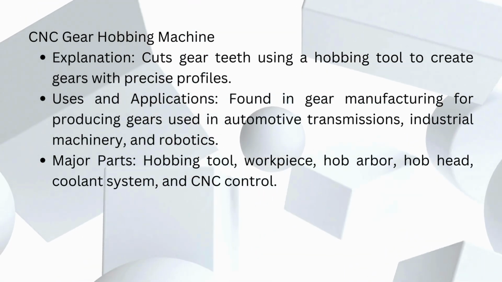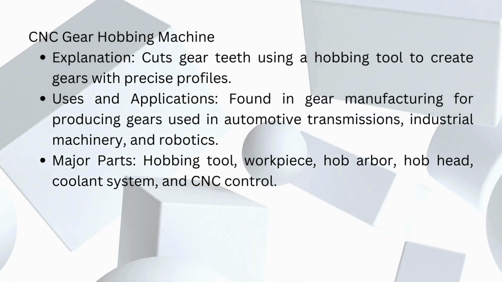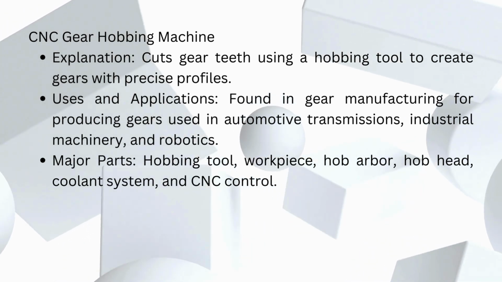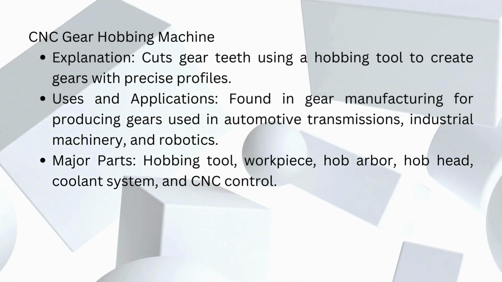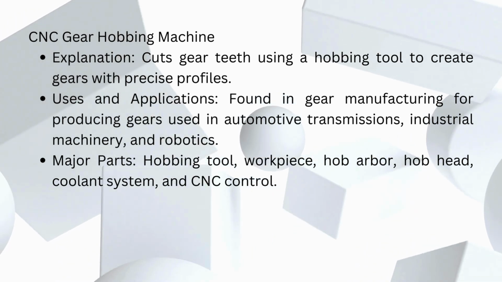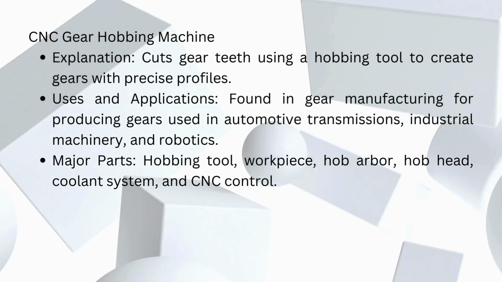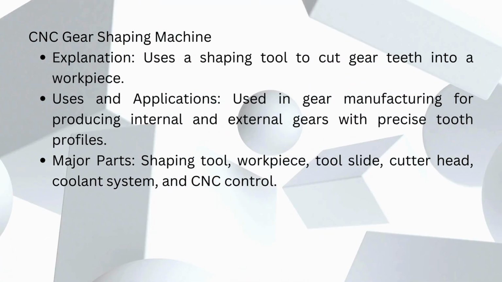CNC gear hobbing machine. Explanation: cuts gear teeth using a hobbing tool to create gears with precise profiles. Uses and applications: found in gear manufacturing for producing gears used in automotive transmissions, industrial machinery, and robotics. Major parts: hobbing tool, workpiece, hob arbor, hob head, coolant system, and CNC control.